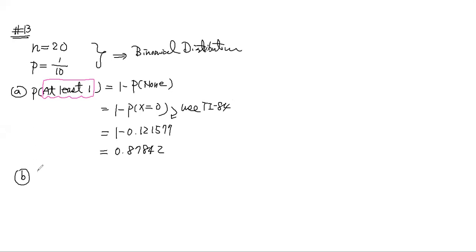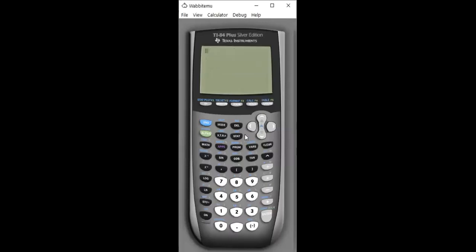Okay, now part B is here. They say, what is the probability you will get 4 frogs with this trait? So that means you are finding the probability X equal to 4, right? So now let's go back to my calculator again. I'm leaving the whiteboard and going back to my calculator. Okay, so clear.